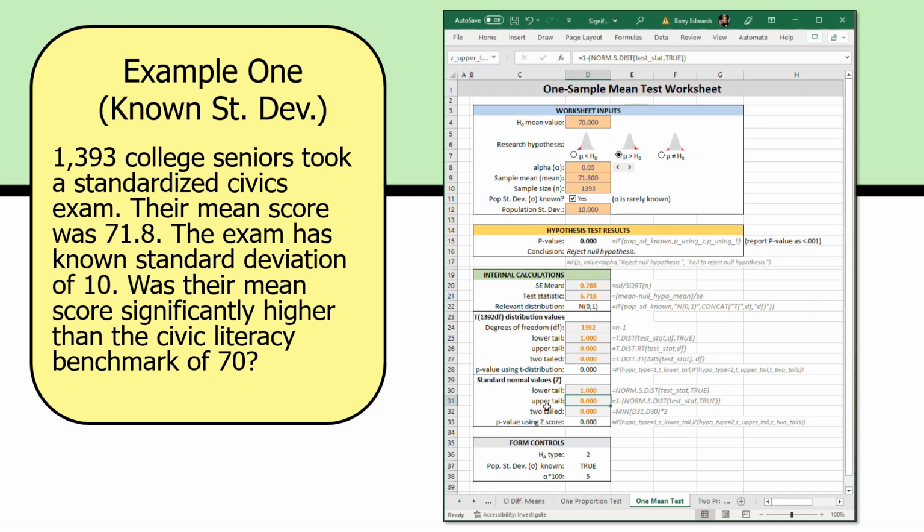The standard normal value is the upper tail of a standard normal distribution. There is less than 0.001 of the distribution above 6.718, so we are very unlikely to obtain this test statistic by random chance. We would reject the null hypothesis because the data showed that the students' mean score was significantly higher than the civic literacy benchmark of 70.